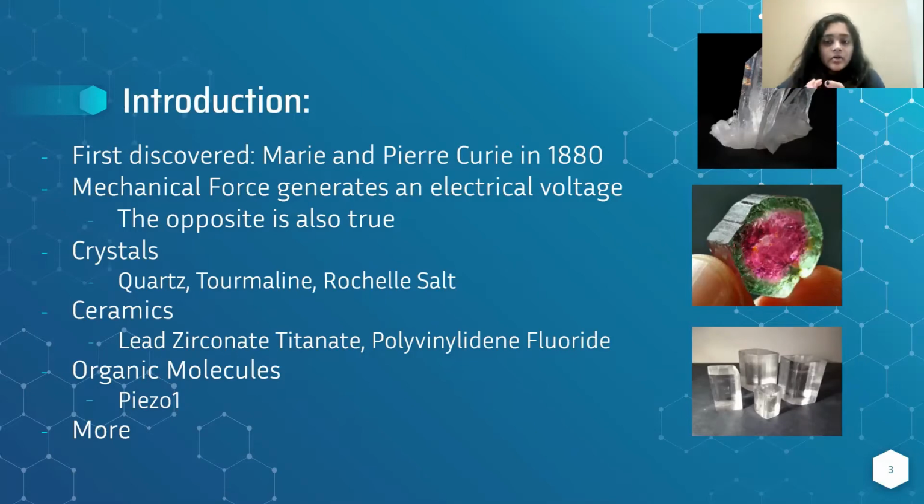Examples of organic molecules would be Piezo-1, which is a protein that can be found in your bladder, where, for example, pressure signals to the brain can let you know that you're peeing.